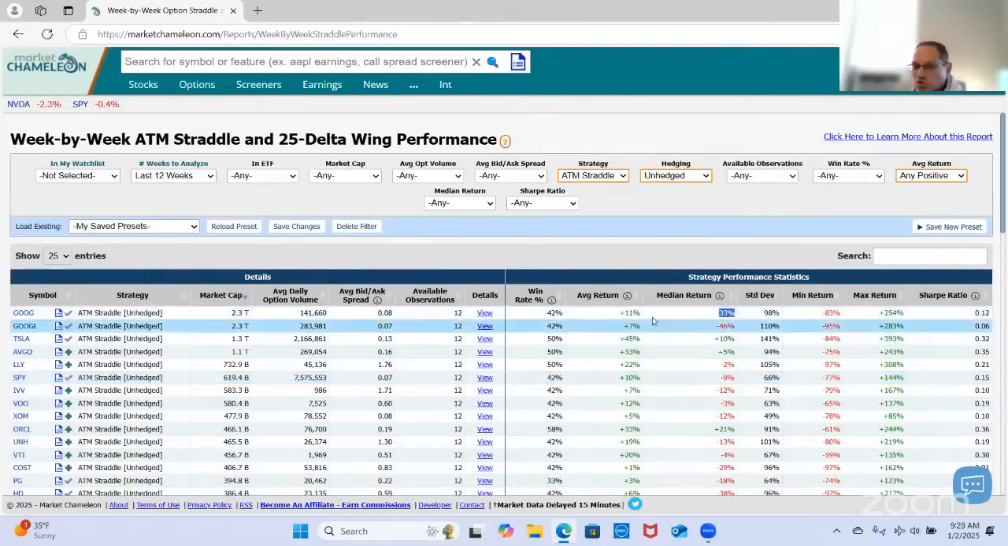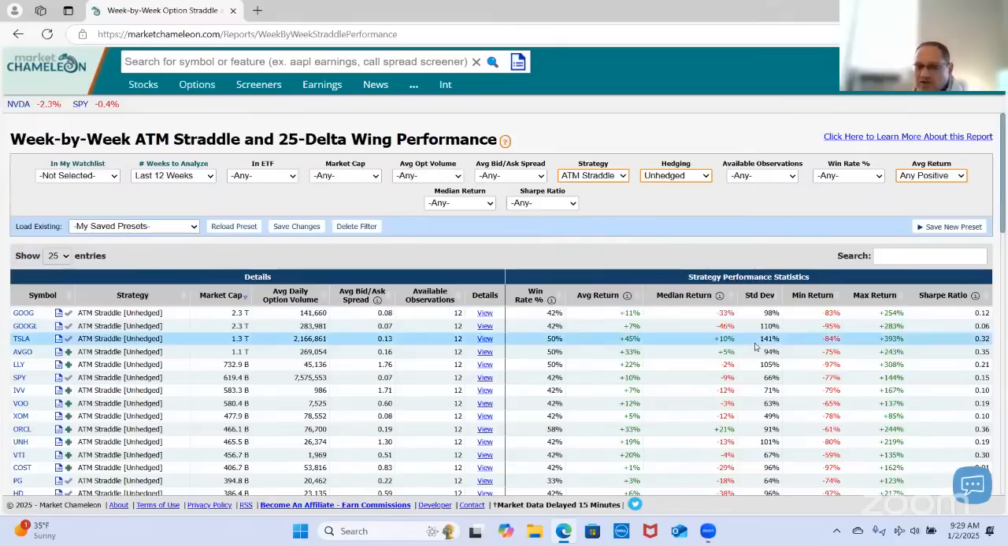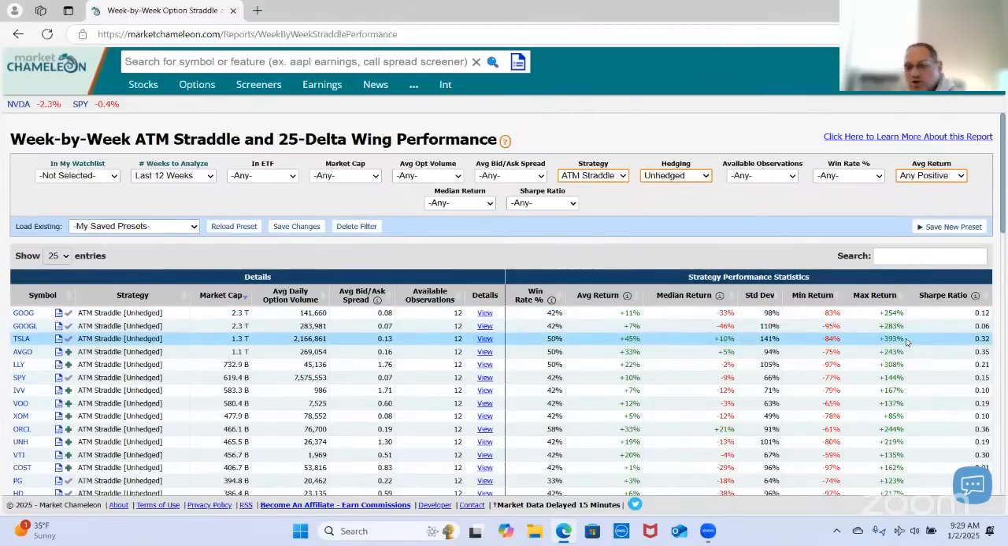So even here, like in Google, you could see the win rate's 42%, but the average return was positive 11%. The median return was negative 33%. So you can see that the median return is still negative. There were more frequent losses than there were wins. But if we look at the max, the worst versus the best, you could see that this skewed it up. There's a return there, 1 week where the straddle itself gained 254%.